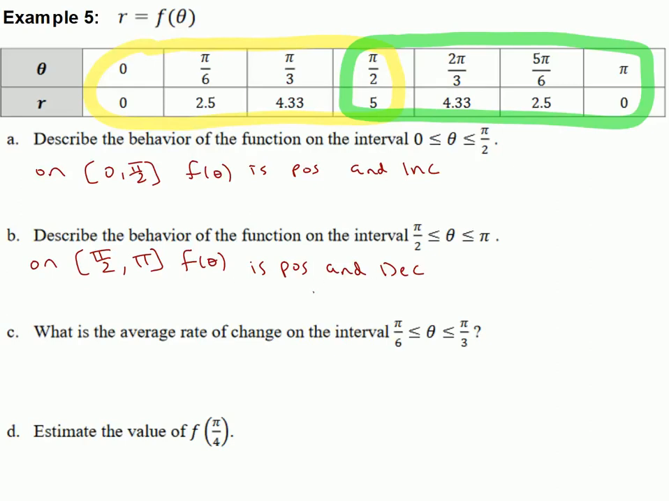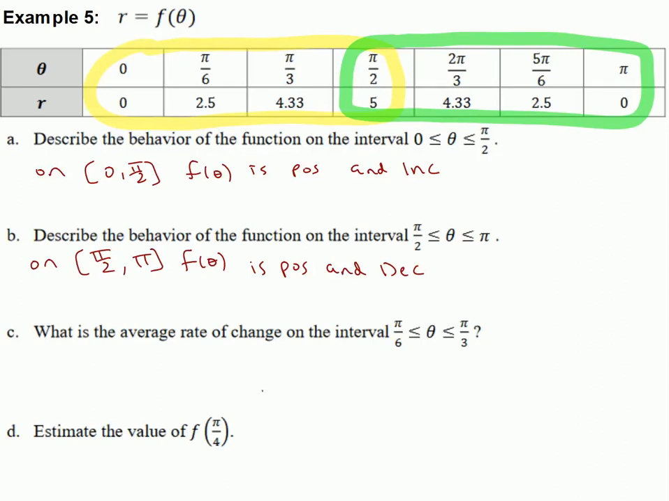By the way, what does that tell me about the function and the distance to the origin on this interval? That tells me that the function has a distance that's decreasing from the origin. So keep that in mind. Even though I'm not asking you that here, it could be helpful. What's the average rate of change on the interval from pi over 6 to pi over 3?